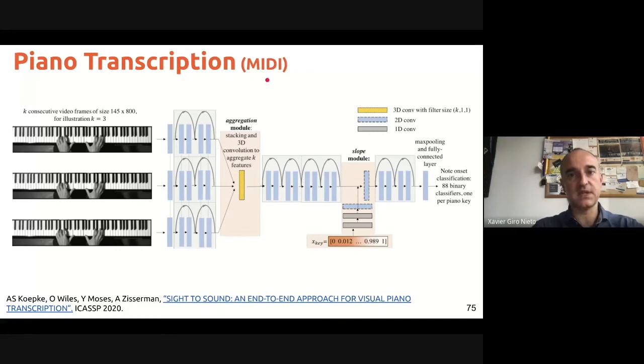Maybe you're aware that MIDI is a way of transcribing electronic music. This transcription is going to be produced by stacking different video frames. In this case, it's a regular crop over the keyboard of a piano. And at the output, you can see it's predicting a classification of 88 binary classifiers, one for each piano key. So it's predicting the keys. Okay, so let's see how it works.